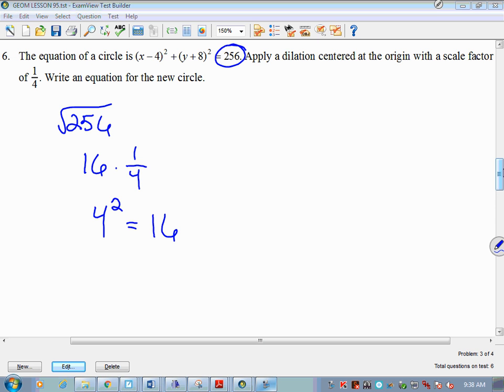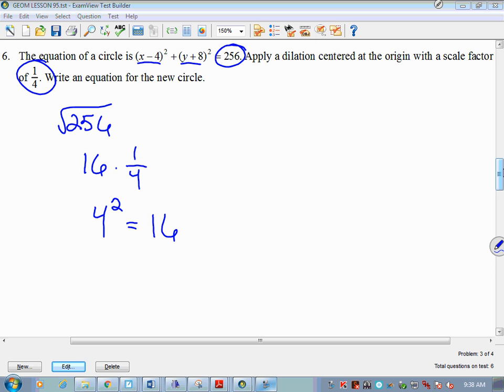Let's see. Oh, okay, this is a little different because it says apply a dilation centered at the origin with a scale factor of 1/4. Let me check and see what they do with this question. Oh, okay, because they're using a scale factor of 1/4 and the dilation is centered at the origin, what they actually do, and I said this wrong, is that we do have to affect this. We're going to multiply my x and y coordinates by 1/4.